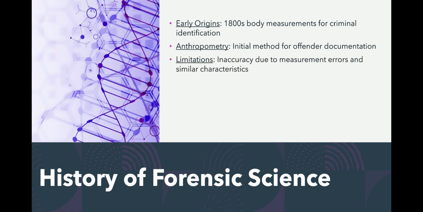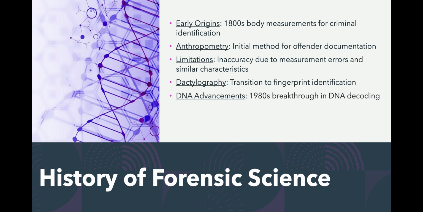But this had its limitations. There are similar characteristics among people. They can have fairly similar body measurements, and when measuring them, there's the possibility of error as well. So this method proved not to be very reliable at identifying people. So next came a transition to fingerprint identification, and this is called dactylography. It replaced anthropometry, and it's been highly successful, and it's still widely used today.